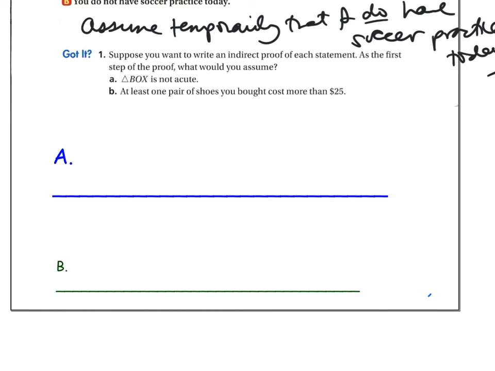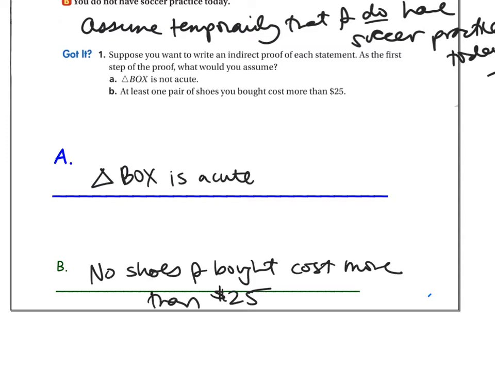In A, we're trying to prove that triangle BOX is not acute. And in B, we're trying to prove that at least one pair of shoes you bought cost more than $25. So press pause, write your first step, and then check back for the solution. Okay, hopefully you found in A that the opposite of not acute is acute. And the opposite of at least one pair of shoes you bought cost more than $25 is that no shoes I bought cost more than $25.